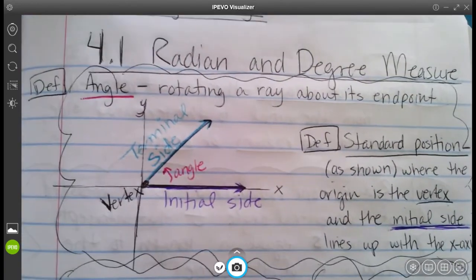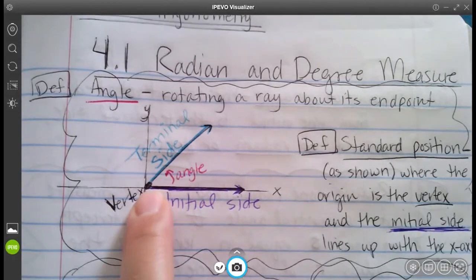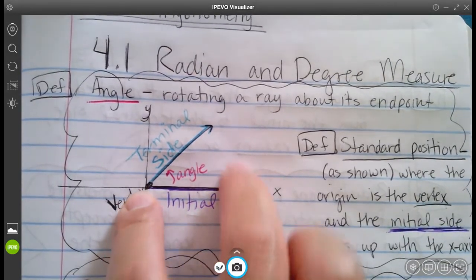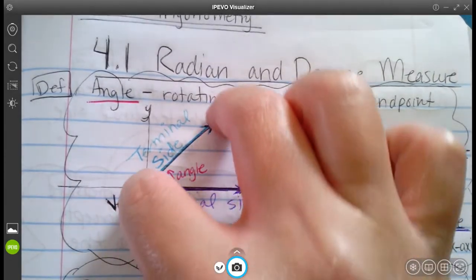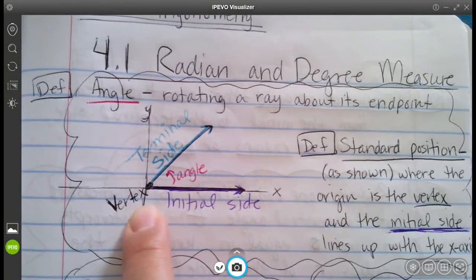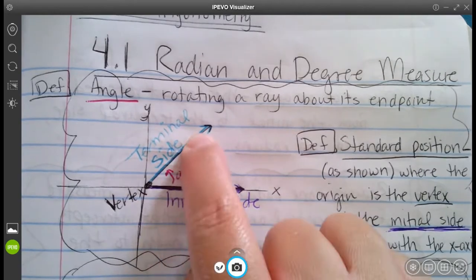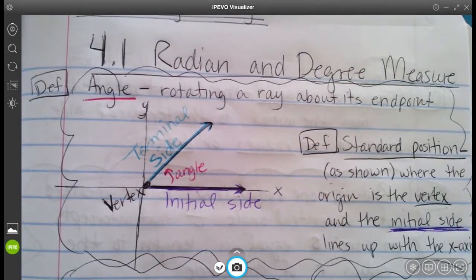Okay, we have the definition of an angle, which is basically a ray. Remember, it starts with a point, ends with like an arrow type of deal. And that is being rotated about an endpoint. So like this would be the ray that got rotated this way, where this piece right here, the first side is our initial side, where the angle lands is the terminal side, the ending part there.